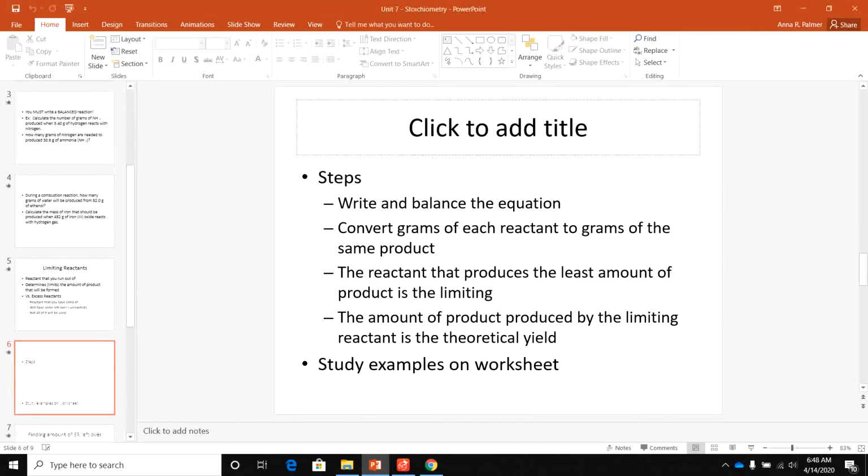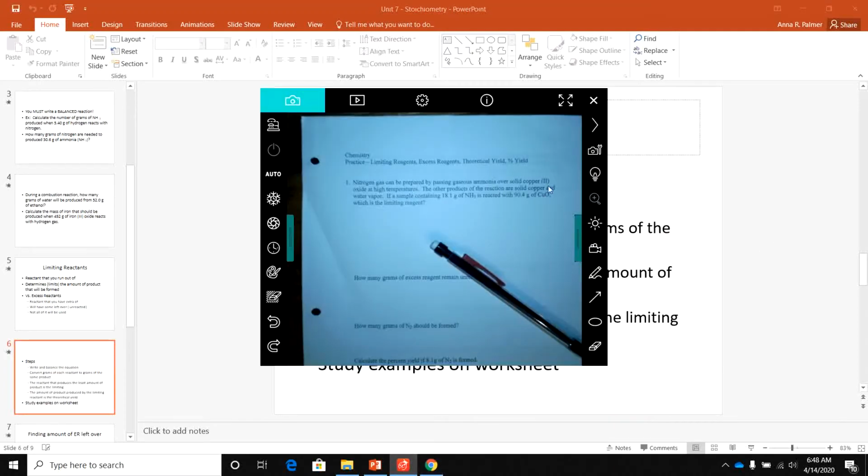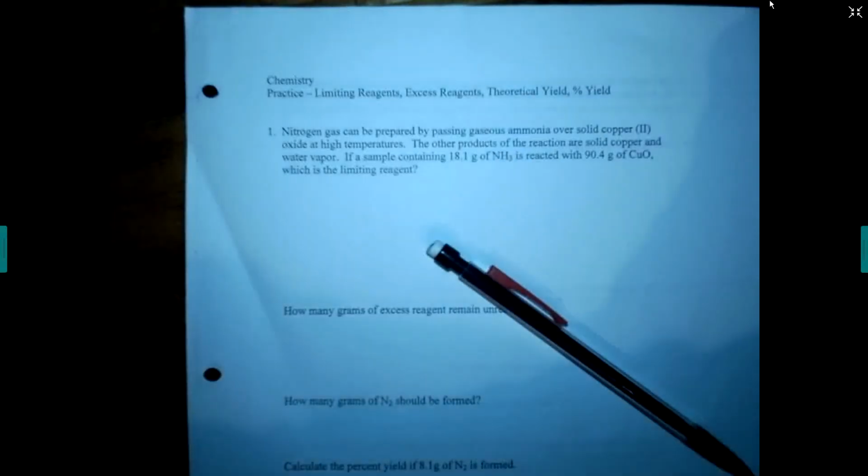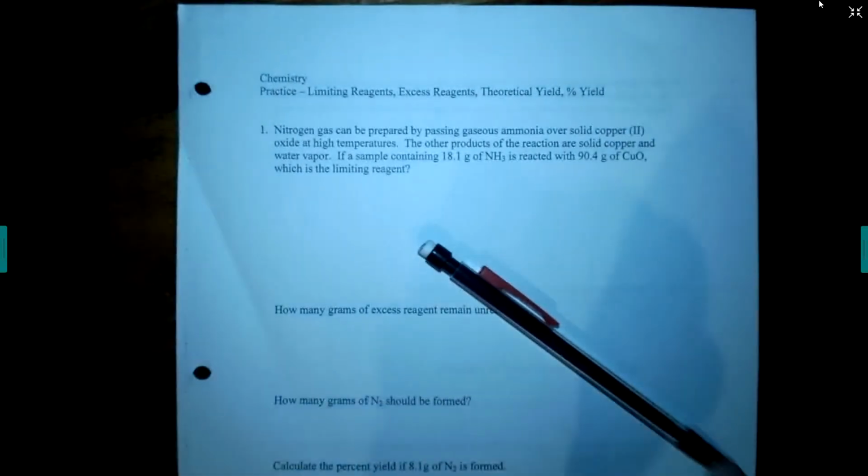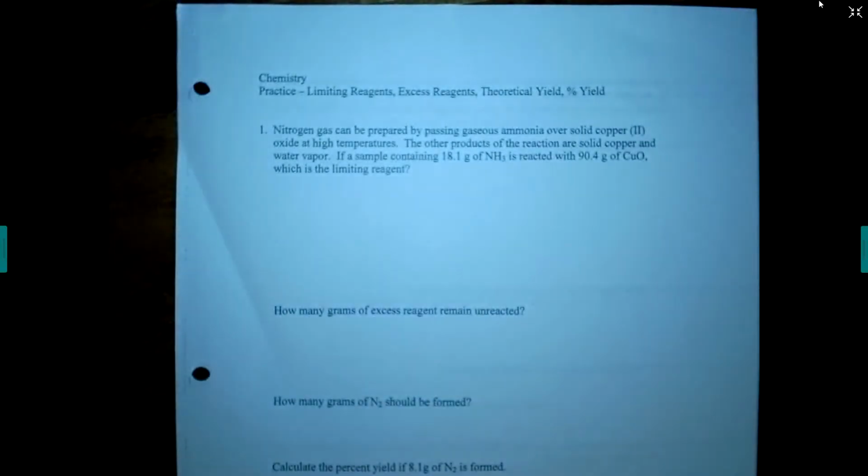So I'm going to switch over now to my document camera, and we're going to just jump right in to a problem. Again, these worksheets are in your packet, so you might want to take those out now. They should be like the second or third sheet in your packet. So let's read this problem. It says nitrogen gas can be prepared by passing gaseous ammonia over solid copper 2 oxide at high temperatures. The other products of the reaction are solid copper and water vapor.